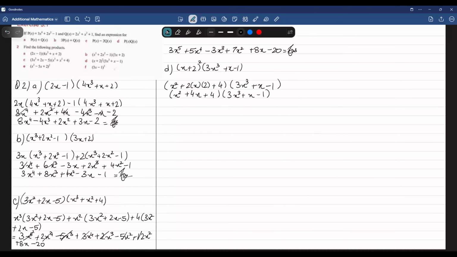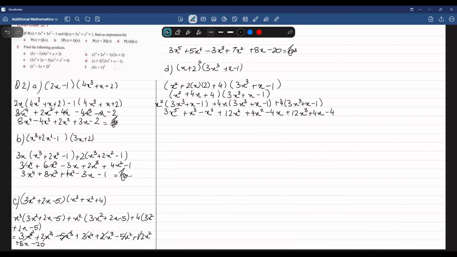Now I'm going to multiply each of them individually. x squared multiplied by 3x cubed plus x minus 1, plus 4x multiplied by 3x cubed plus x minus 1, plus 4 multiplied by 3x cubed plus x minus 1. So we have 3x raised to power 5 plus x cubed minus x squared plus 4 3 is 12x raised to power 4, plus 4x squared minus 4x, plus 4 3 is 12x cubed plus 4x minus 4.